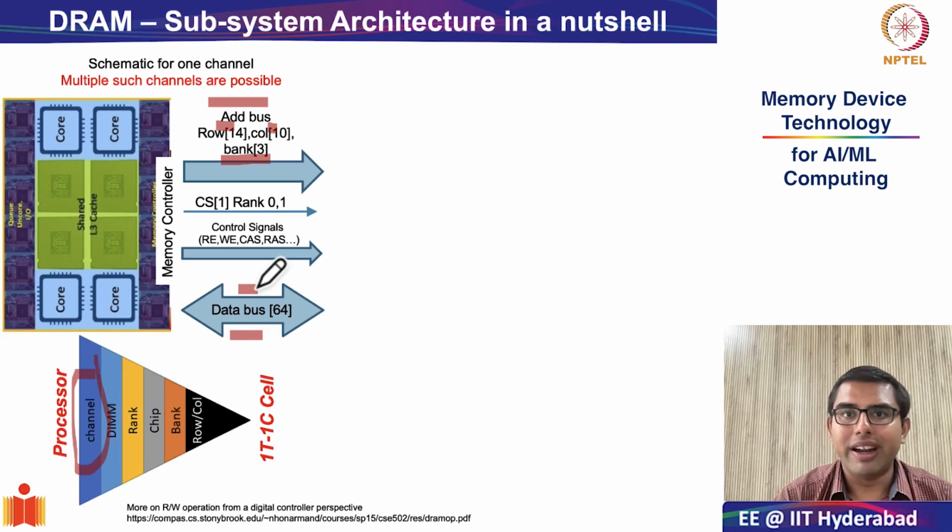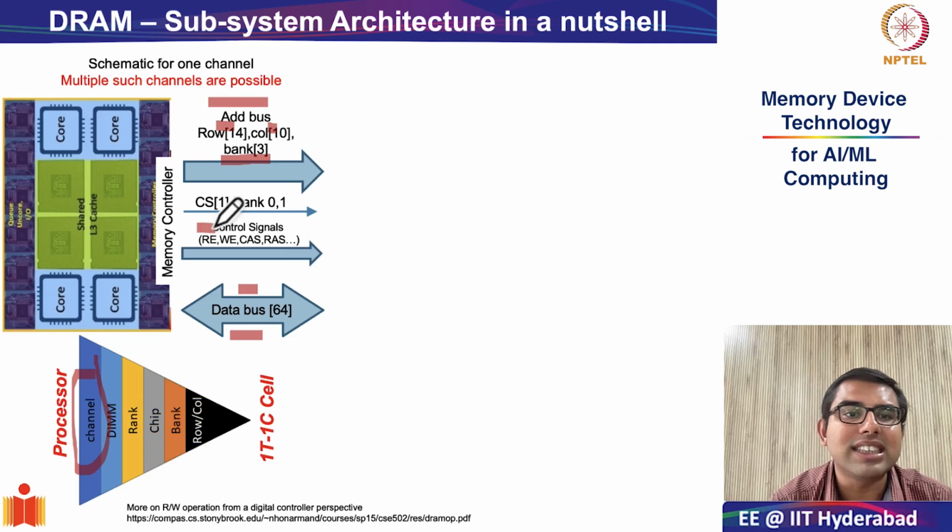So the data that will be read into the processor subsystem, or which will be written through the memory controller into the memory subsystem, at a time will be of a length of 64 bits. Okay, 64 bits or 8 bytes. Okay, so other important signals are called the control signals.